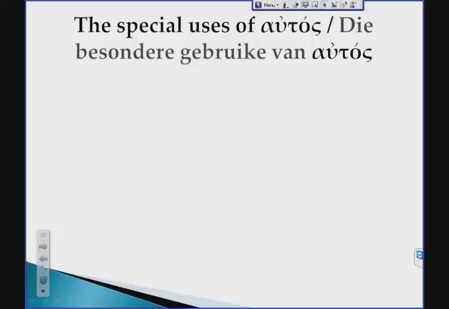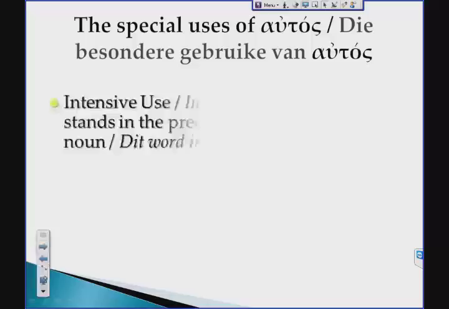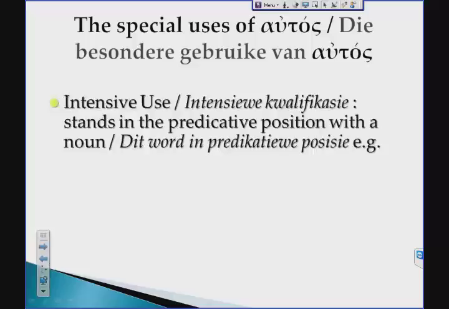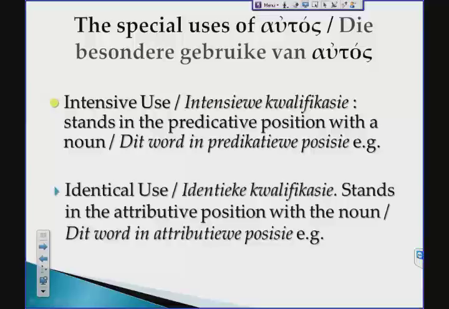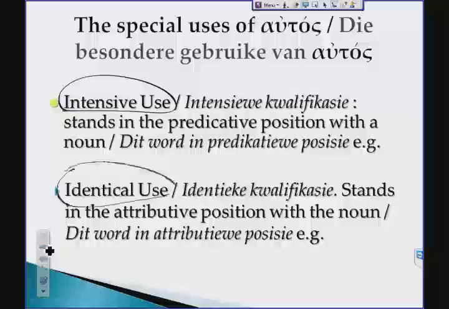Here we have the special uses of autos. To summarize, we have the so-called intensive use and also the identical use. These uses actually speak volumes for themselves. When you talk about intensive, that's when you emphasize something, okay? And when you talk about identical, it tends to reduplicate the meaning.